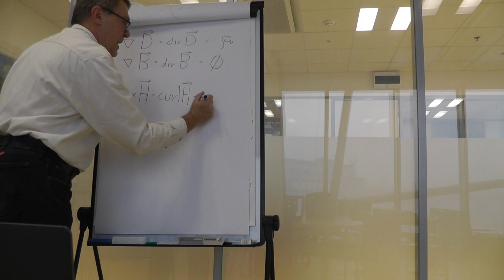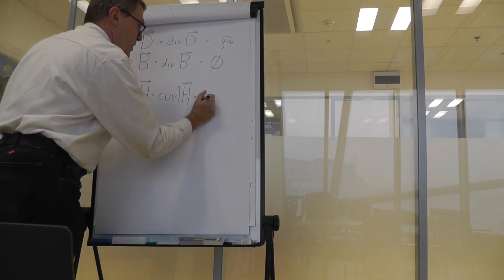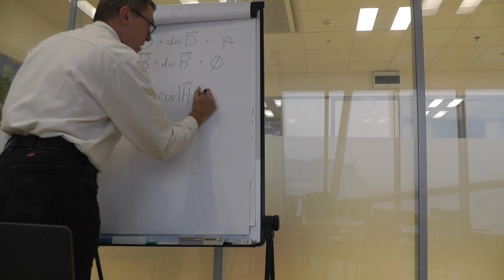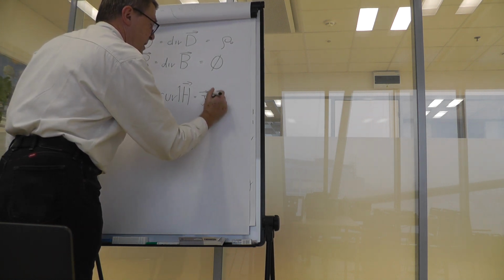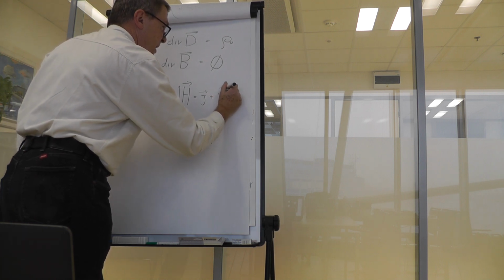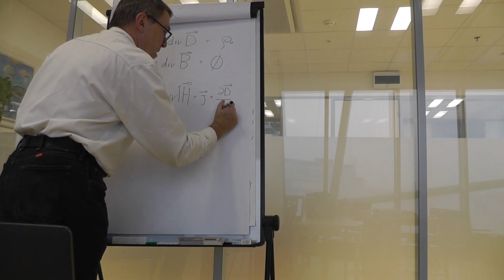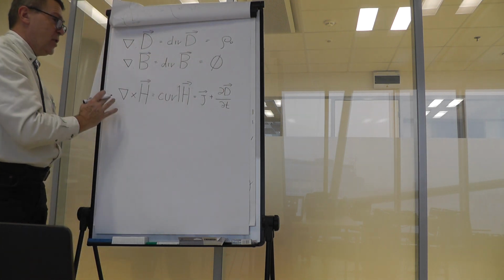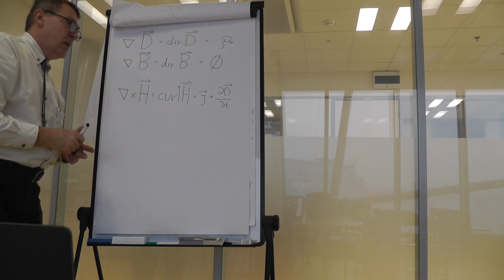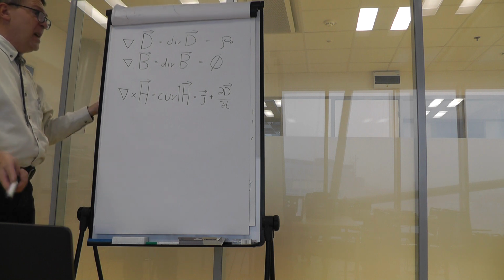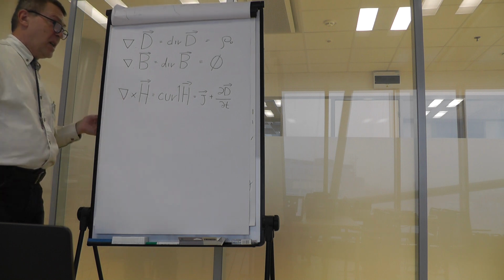And it is equivalent to electric current density J plus the displacement current, which is a derivative of electric flux density D against time. So this is the complete notation in point form, or let's say in differential form, of another Maxwell equation.